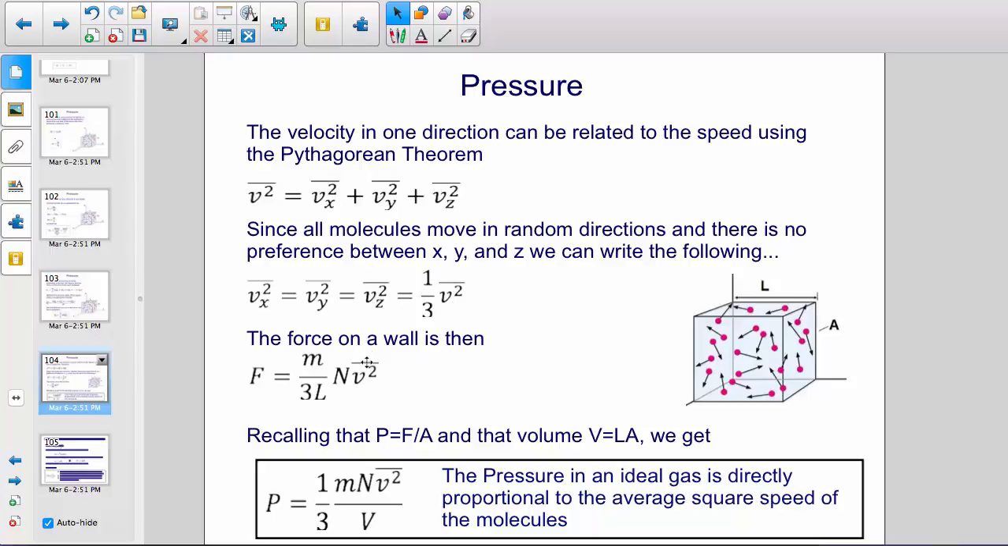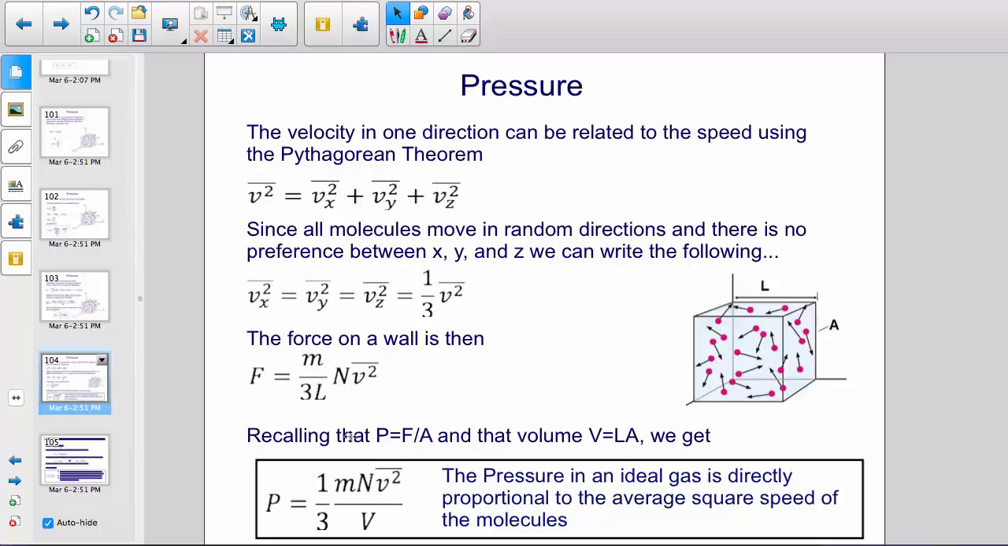So we can rewrite the force on the wall. The force is equal to the mass divided by 3 times the length of one edge times the number of particles in the box times the mean of the square speed.